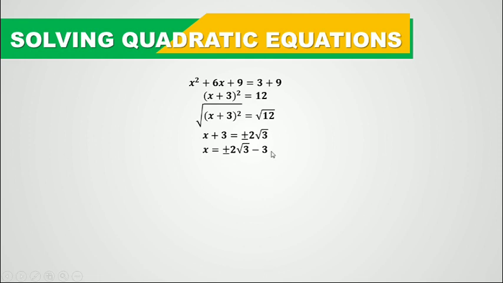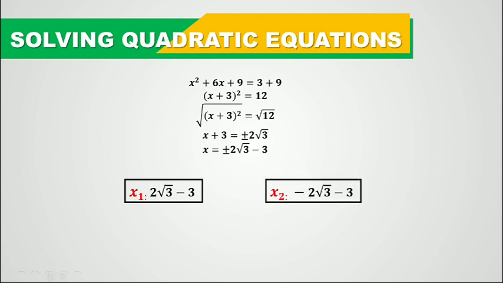As you can see, there is already a radical sign in this part because 12 is not a perfect square number. So we also have to apply the rules in simplifying radicals. Our x sub 1 here would be x equals 2 square root of 3 minus 3. So this is now the answer. And our x sub 2 here will be negative 2 square root of 3 minus 3. This is the value of the second root of the given quadratic equation.